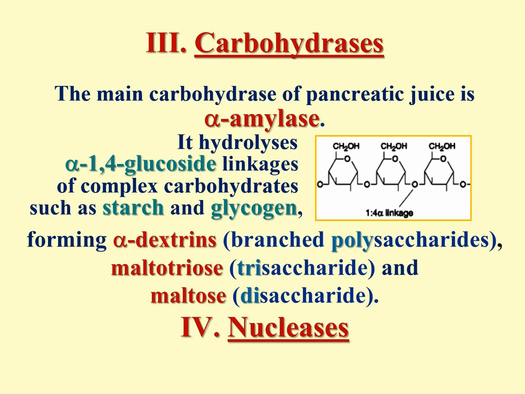The last class is nucleases, and as we have only two nucleic acids, DNA and RNA, it will be DNase and RNase, two enzymes. All the enzymes listed on this slide are produced in the active state. There is no danger because these enzymes do not have substrates for digestion while the juice passes through the duct, and only inside the lumen of the small intestine can these enzymes start their operation.